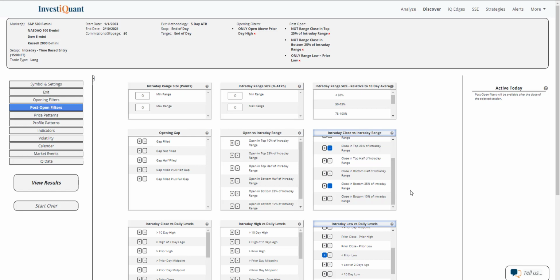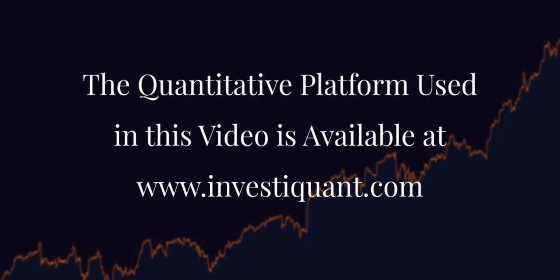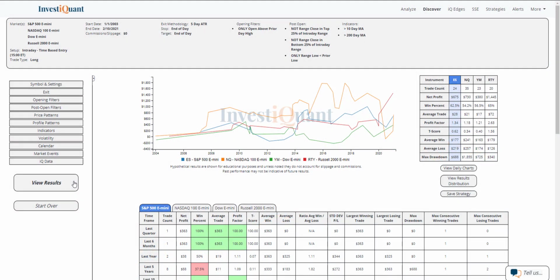So I'm going to make the assumption that we're going to be somewhere in that general ballpark as we approach 3 p.m. Lastly, I'm going to put us in a similar market environment, which is above a 10 and above a 200-day simple moving average. Pretty bullish markets here recently. Now I can click View Results. And here we go. These are the results of going long at 3 p.m.